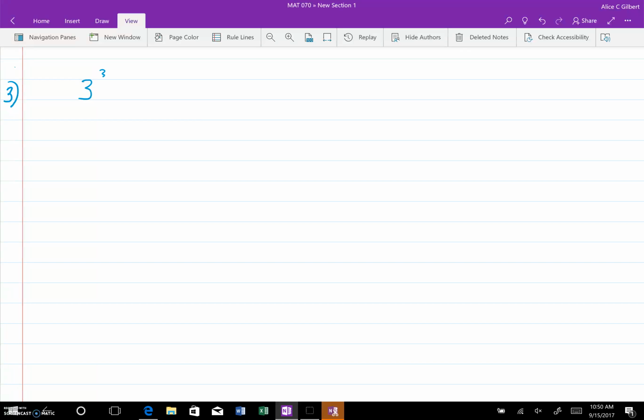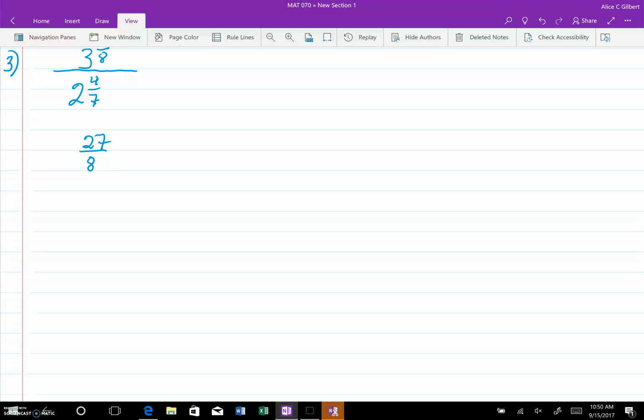3 3/8 divided by 2 4/7. Okay, so let's take the numerators. 3 times 8 is 24, plus 3 is 27, and 8 is my denominator. Now let's take the second one. 2 times 7 is 14, plus 4 is 18, and 7.